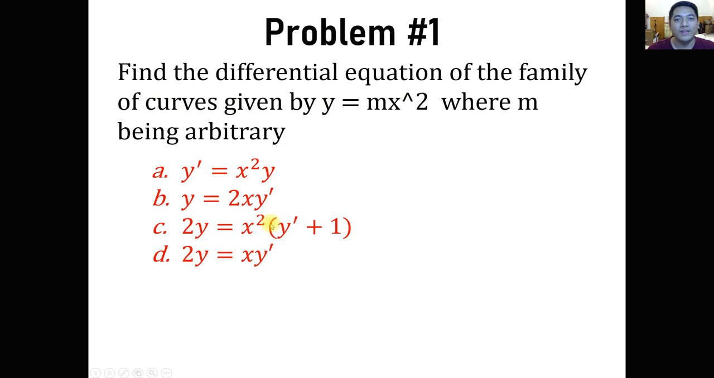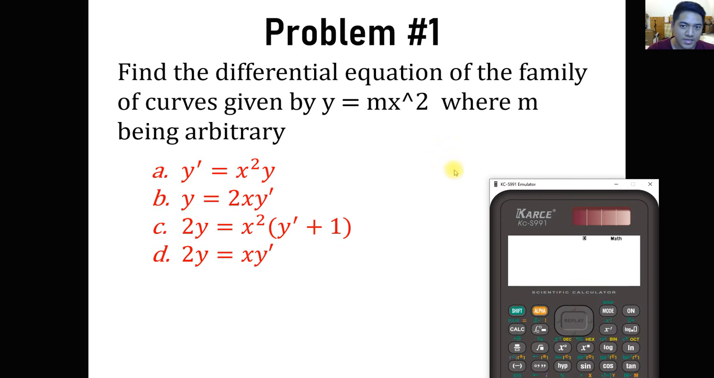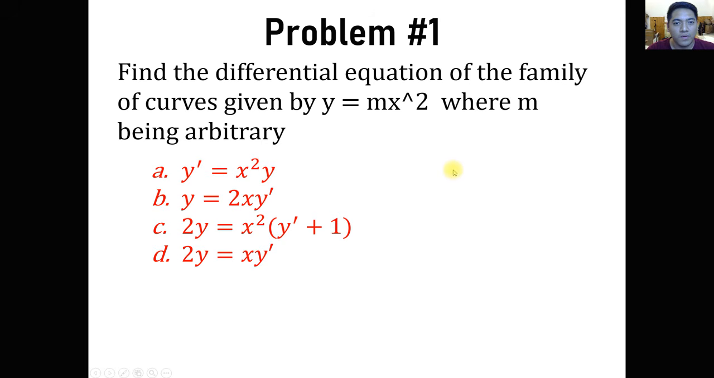Okay, for number one, find the differential equation of the family of curves given by y equals mx squared, where m is arbitrary. So the thing is, in solving differential equations using calculator techniques, we need to understand that we should substitute certain values for our variables, especially for the arbitrary constant.